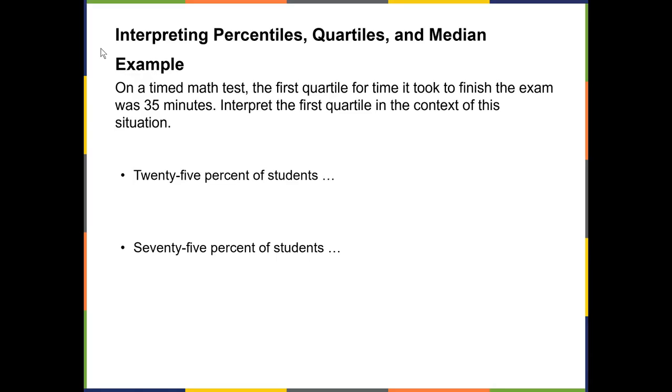On a timed math test, the first quartile for the time it took to finish the exam was 35 minutes. I would like you to interpret the first quartile in the context of this situation. So finish these sentences. 25% of the students, ... 75% of the students, ... Pause the video and finish those sentences.